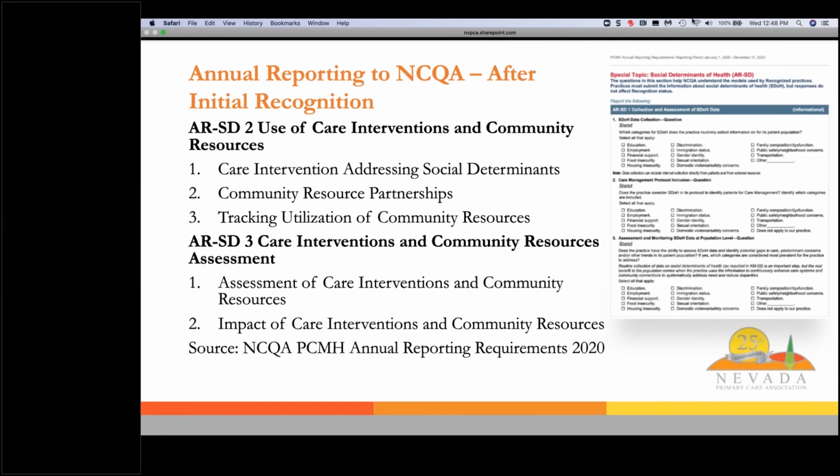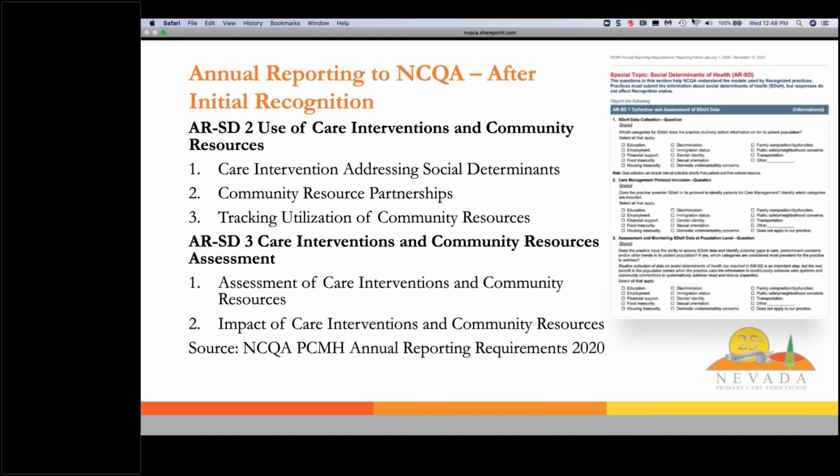So every year they have to renew their recognition, and they do that by providing evidence to NCQA on a subset of the criteria. And part of the requirements this year for those health centers with recognition are to share information about these various aspects of the social determinants of health. So I wanted you to see that they're requiring even more from their recognized practices.